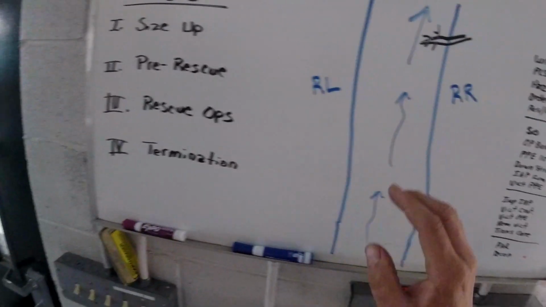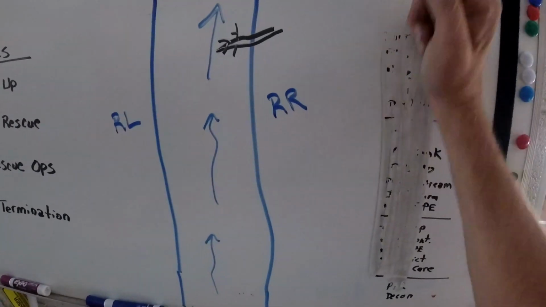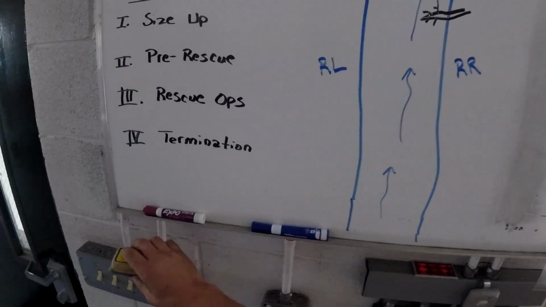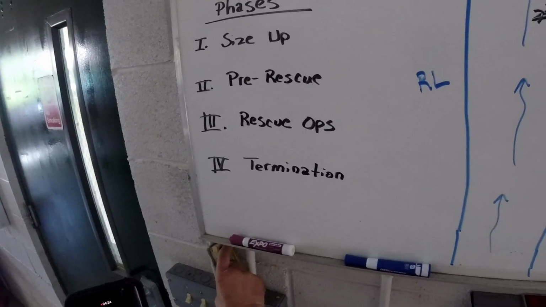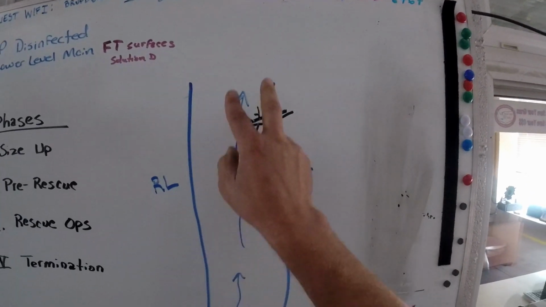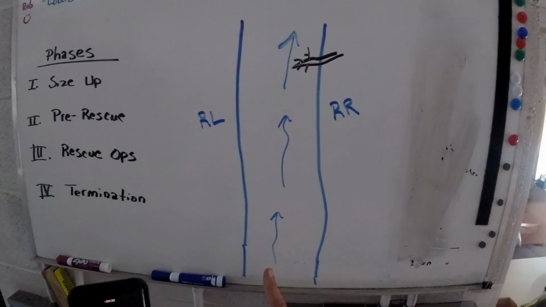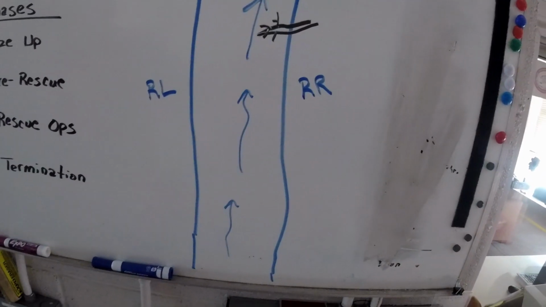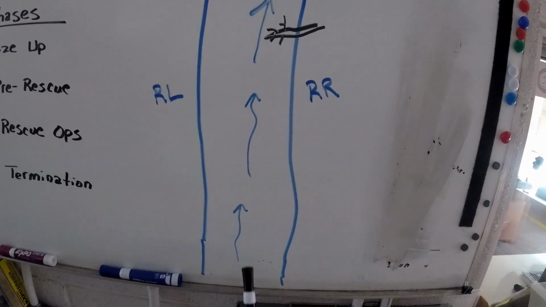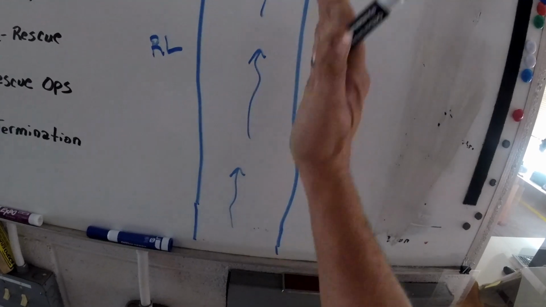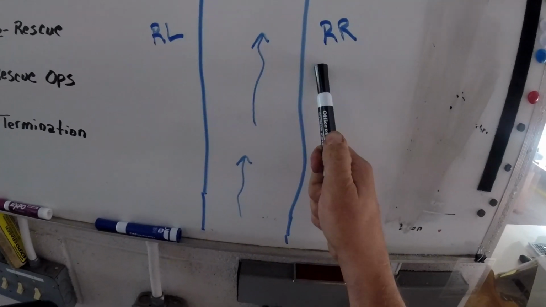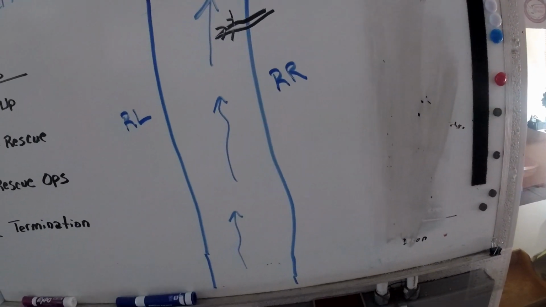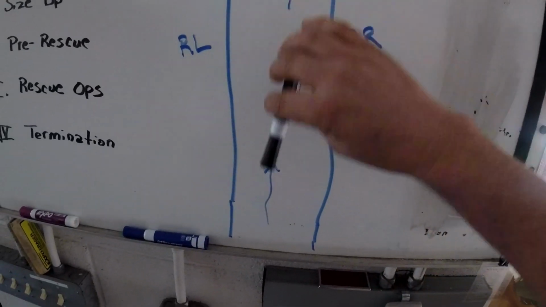Okay, definitions. This right here is a stream or a river. The arrows are pointing downstream, so the water is running in this direction. If I am looking downstream, the right bank, the right side of this water, is called river right. If I'm looking on the left, it's river left. Looking downstream.